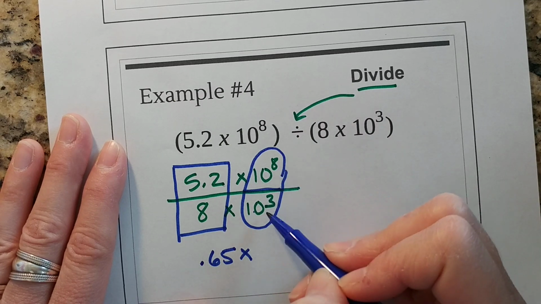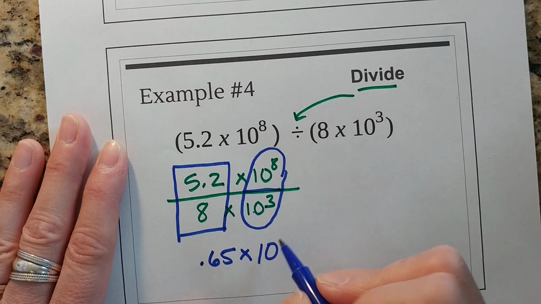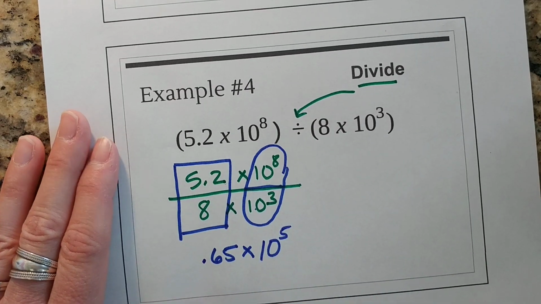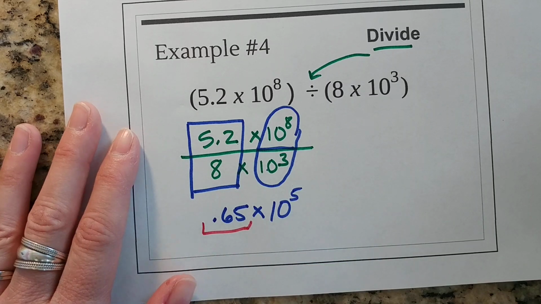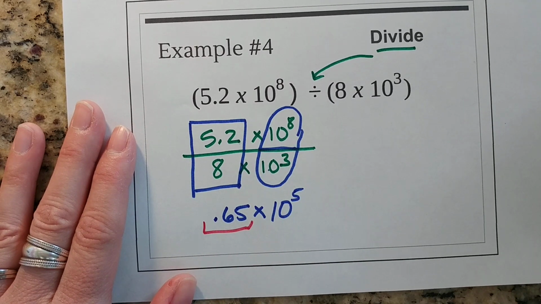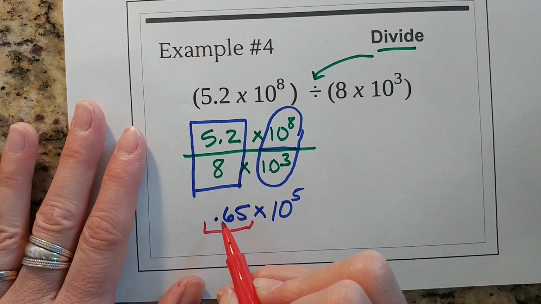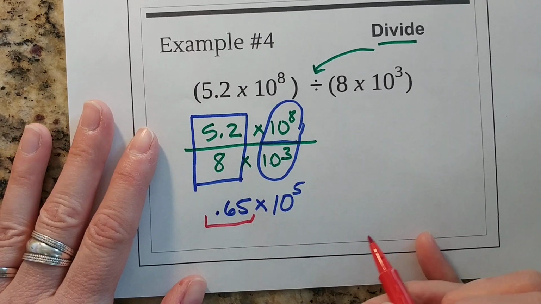And to divide powers with the same base, I subtract the exponents. So 8 minus 3 is 5. So then here's my solution. Only I notice here that this is incorrect. It has to be between 1 and 9.9, and it's not. So I'm going to need to move the decimal point, and then that's going to change this exponent.